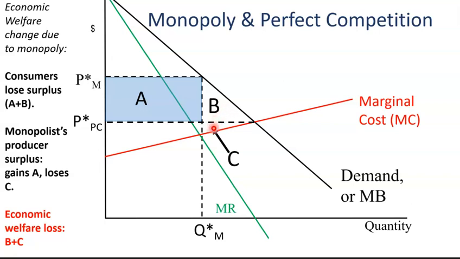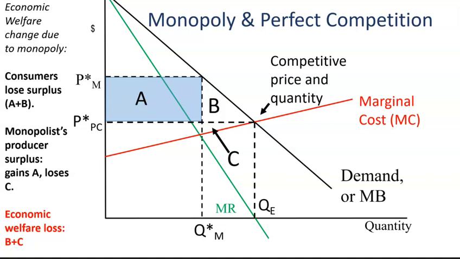Compared to the competitive situation, C is also a loss of surplus. It would have been producer surplus before. The monopolist doesn't mind losing that because A is much bigger. So we end up with that net welfare loss of B and C. So there's our loss again.